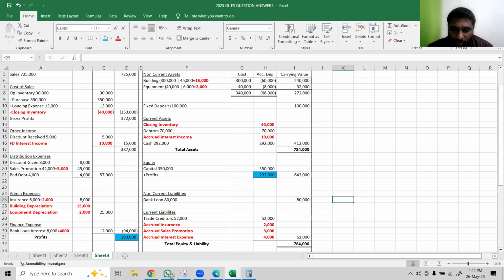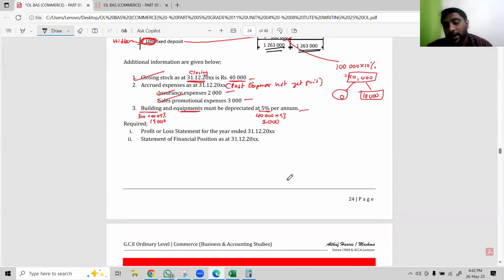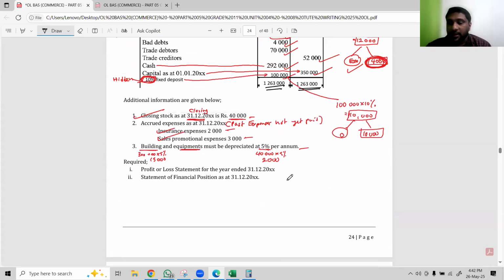Okay. So don't change the cash balance and all, people, because the right values were there. The trial balance was correct. So with that, we are done with the complete chapter.